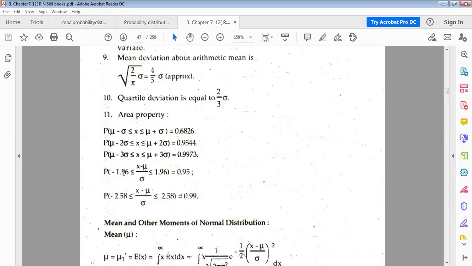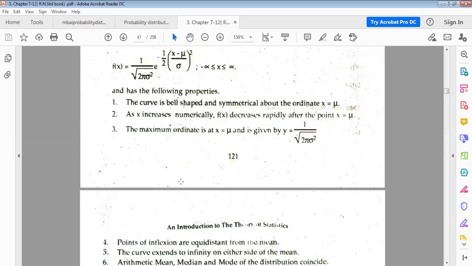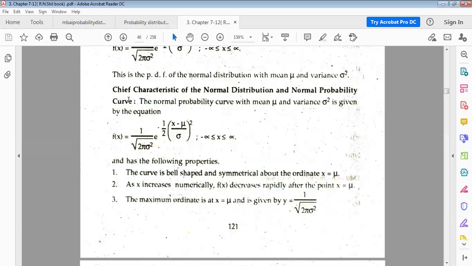Okay, z lies between minus 1.96 and plus 1.96 will be 95%. And if z lies between this, then it will be 99%. We have to remember these properties of what? Chief characteristics of normal distribution. This is the continuous probability density function.